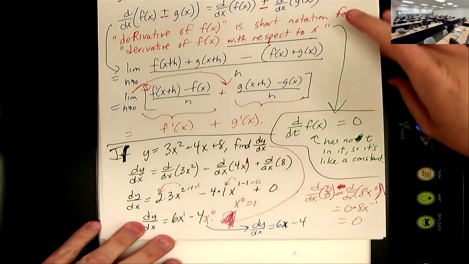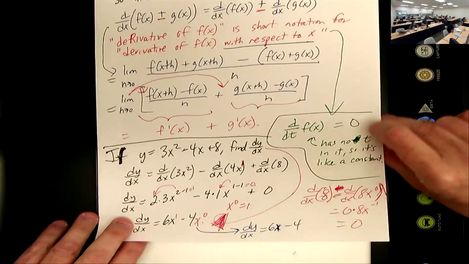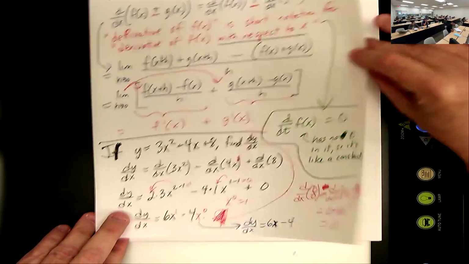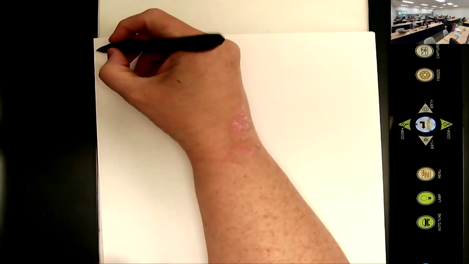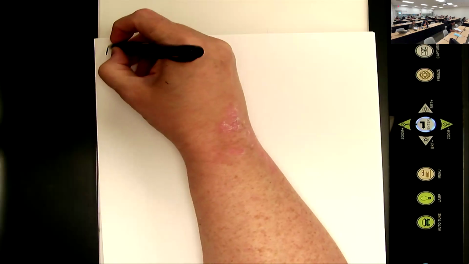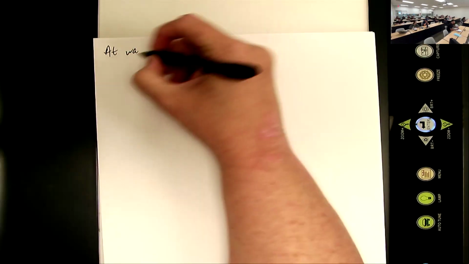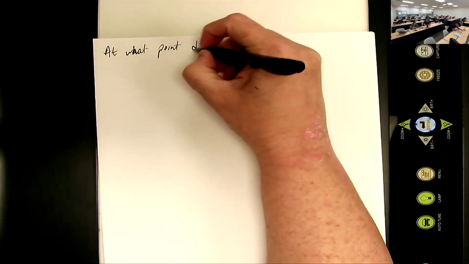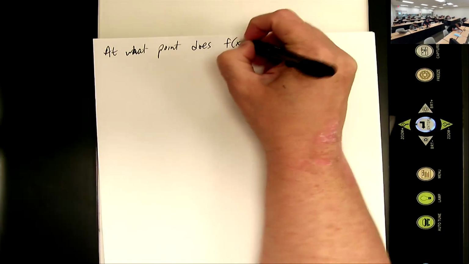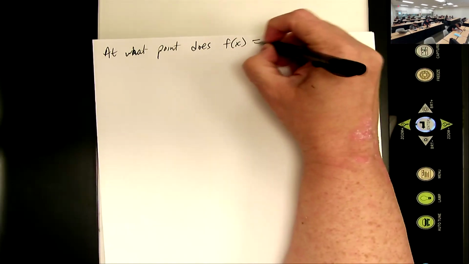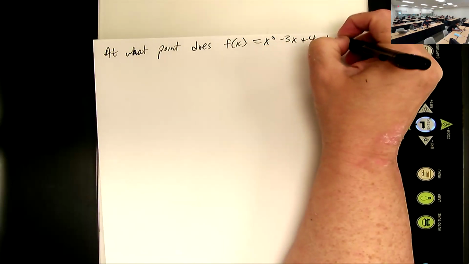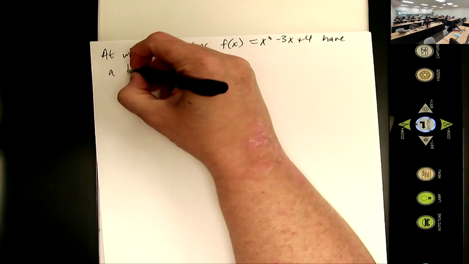Got a little bit more going on in this section. Not a whole lot. So another thing that we're gonna look at: at what point does f of x equals x cubed minus 3x plus 4 have a horizontal tangent line?